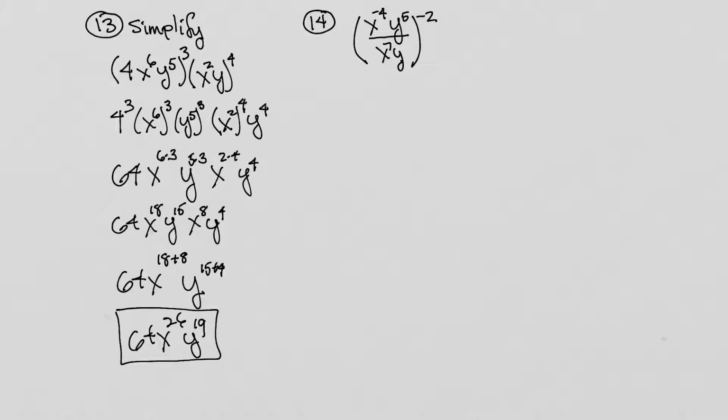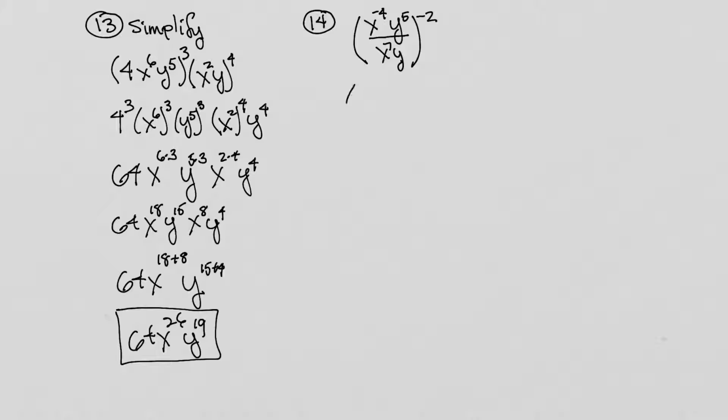So here in problem number 14, we've got this quotient that we're going to raise to a power. Now what's inside here is all multiplication and division, so we can distribute this exponent to each one of these factors. But first of all, there's 2 ways we could do this. We could work inside and then distribute the exponent, or we could distribute the exponent and then work it out. Let's try this first. Why don't we work inside first?